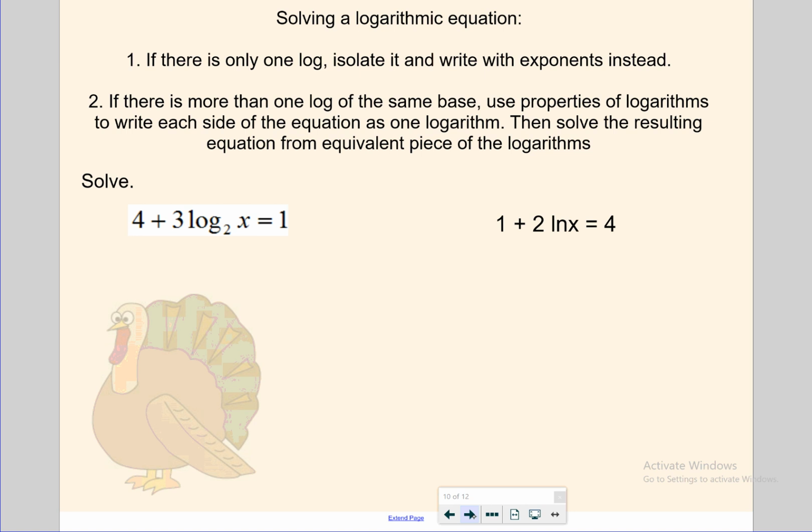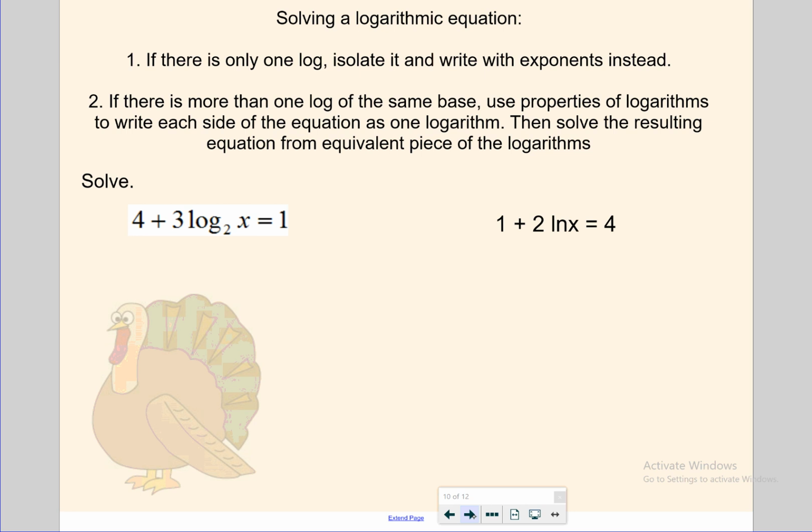The other possibility is that you have more than one log in your problem. If you have more than one log in your problem, we're going to have to use our condensing rules, where if it's like addition, we condense it and make it multiplication, or if it's subtraction, we condense it and make it division, exponents will bring down, that sort of stuff. And then we'll be able to solve from there by either comparing two sides or, again, writing with exponents. All right, so let's start with a couple problems.